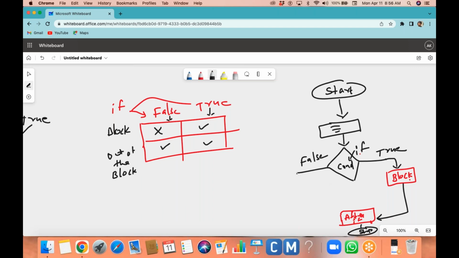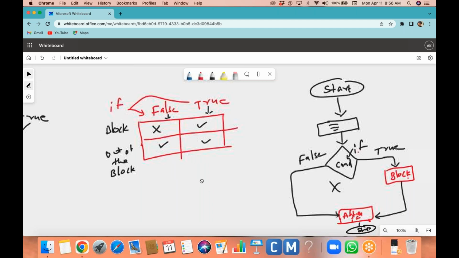For example, if the condition is false, the block of statements won't execute, and it goes directly out of the block. Is it clear? Can you please note this particular flowchart?